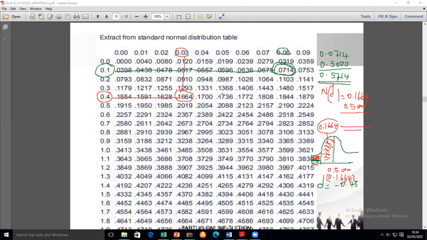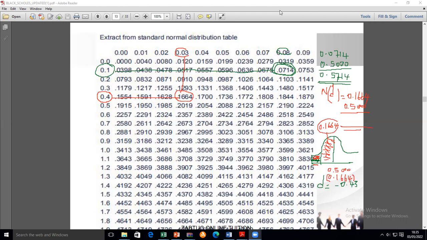Have you followed it? Yes, I have. So the readings on this table will still be the same. You subtract. You remove it from 0.5. Okay, all right. So that's understood.